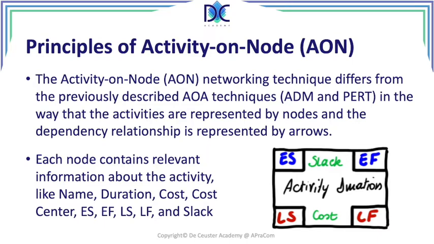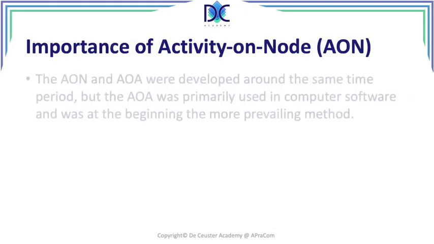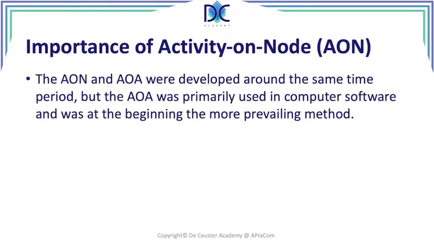And when we look at the activity on node, you will see that the calculation of those parameters is easier than in the activity on arrow. Certainly when we look at the backward pass, we will see that the calculation of late start and late finish is easier. Also, we do not need any dummy activities because we can have multiple arrows, multiple relationships identified between activities. What is the importance of the activity on node method?